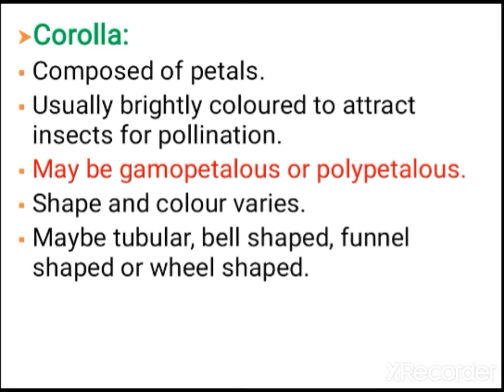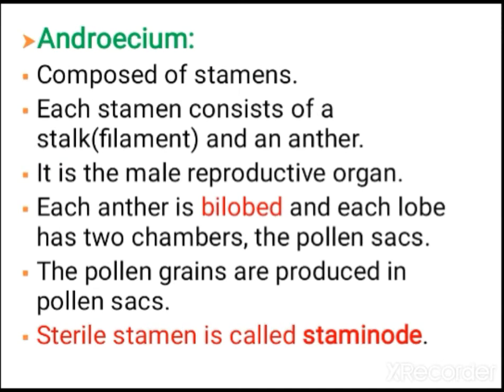You see the color of the corolla varies. Every flower has its own distinction, and the color varies from flower to flower. Once again, the shape of the corolla also varies, the petal shape also varies, and how they unite also varies. It can be tubular, bell shaped, funnel shaped or wheel shaped, like that. The corolla varies in colors and also in shapes.